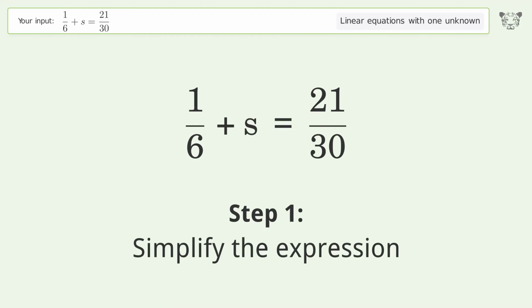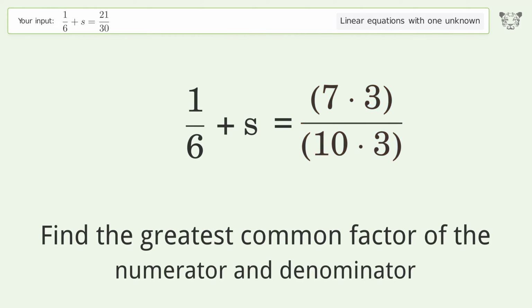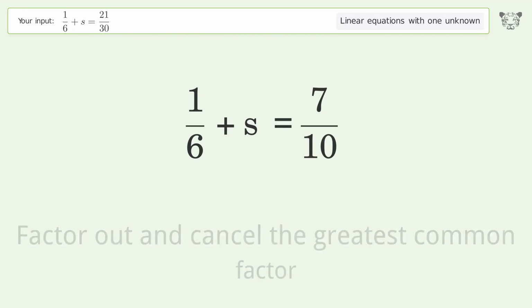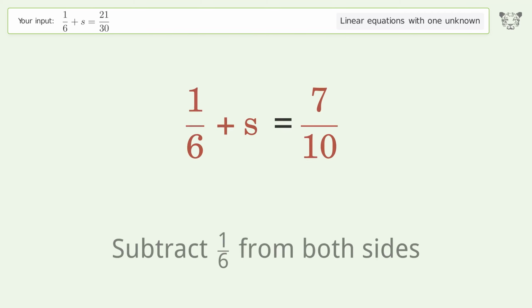Simplify the expression. Find the greatest common factor of the numerator and denominator. Factor out and cancel the greatest common factor. Group all constants on the right side of the equation. Subtract 1/6 from both sides.